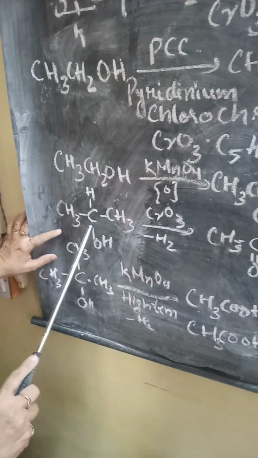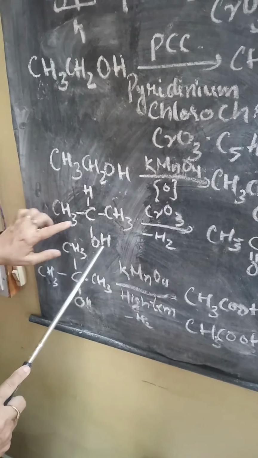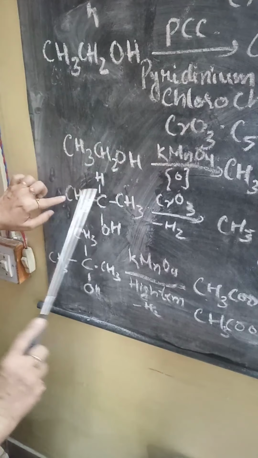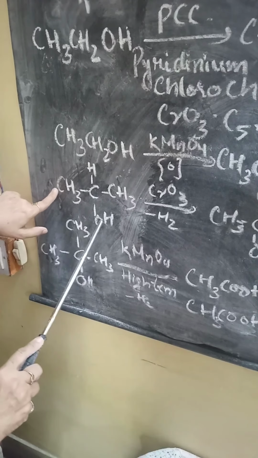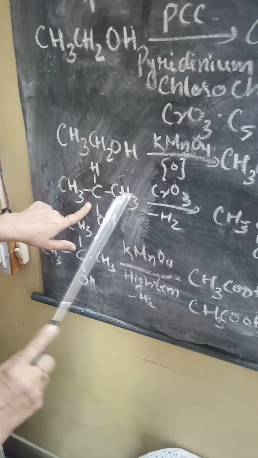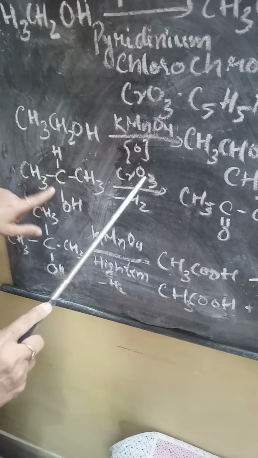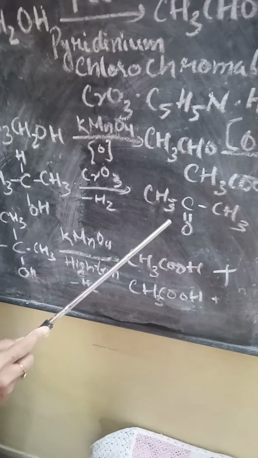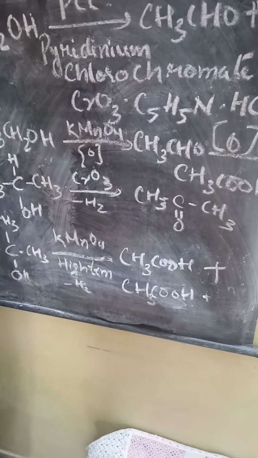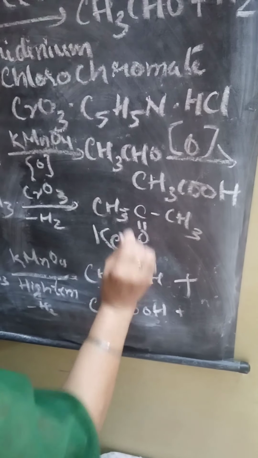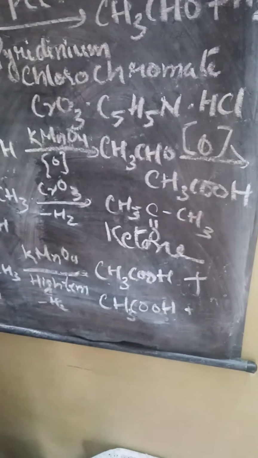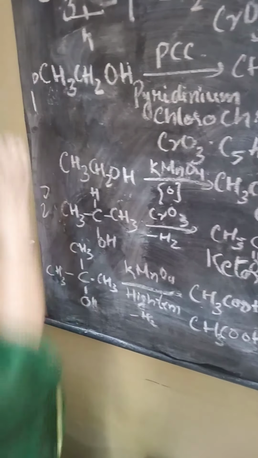Secondary alcohol, CH3CH, with an OH group on the second carbon. Secondary alcohol, when it undergoes oxidation with a mild oxidizing agent, does not form aldehyde but forms ketone. With secondary alcohol, you will get the result as ketone. This is secondary alcohol, and all the earlier ones are primary alcohol.